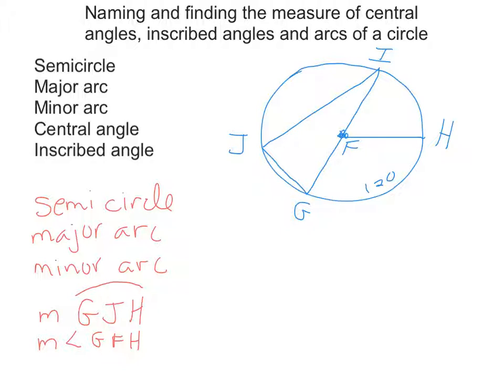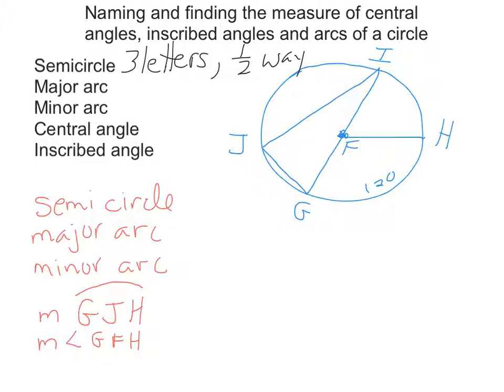A semicircle: you want to use 3 letters when you go to name it, and you're going halfway around. Technically what you're doing is naming the diameter, but you also have to have a letter in between.